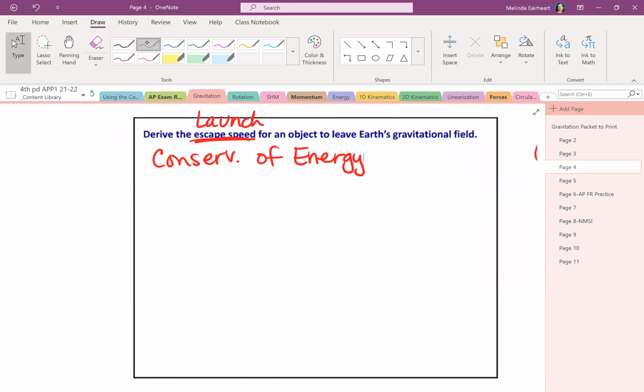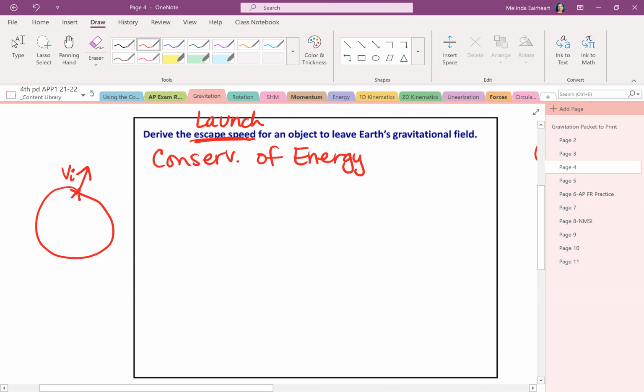Let me draw a little picture here on the side. This is v initial, this is the escape speed. When we're at the surface of the Earth, you have an initial maximum kinetic energy. We also have a potential energy, but remember it's a maximum negative. I'll plug that negative equation in here in a little bit, but it's basically a maximum negative.